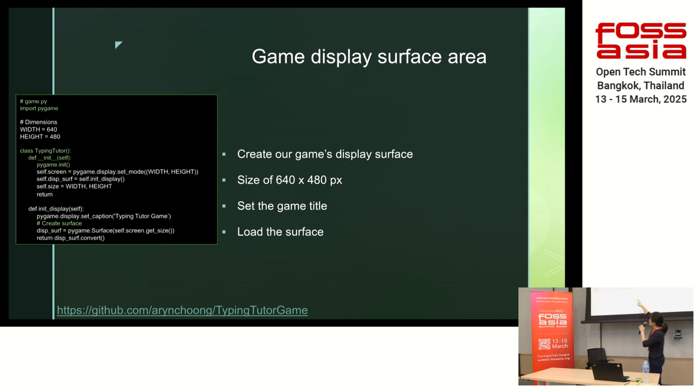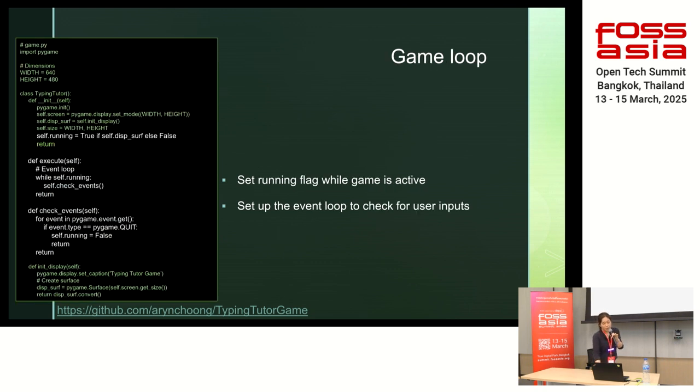Right. This Pygame display set caption is where we set our game title. And then we just load it. That's the game surface that we have created with the title. So with this, next we want to set up the game loop. All right.